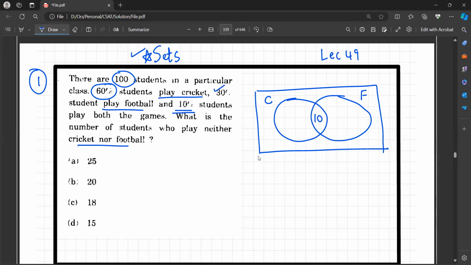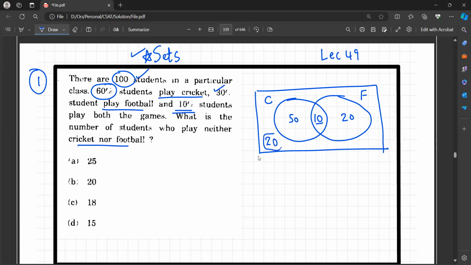30 students play football. That means this will be 20 because 10 is already placed here. In the football circle, there should be 30. 60% students play cricket. That means 60 students play cricket. So in the cricket circle, there has to be 60. Already 10 is placed, so I have to give a 50 here. If the number of students are 100, then 50, 20, 70, and this is 10, 80. In this whole rectangle, which represents the number of students, it has to be summed up to 100. So that means this has to be 20.